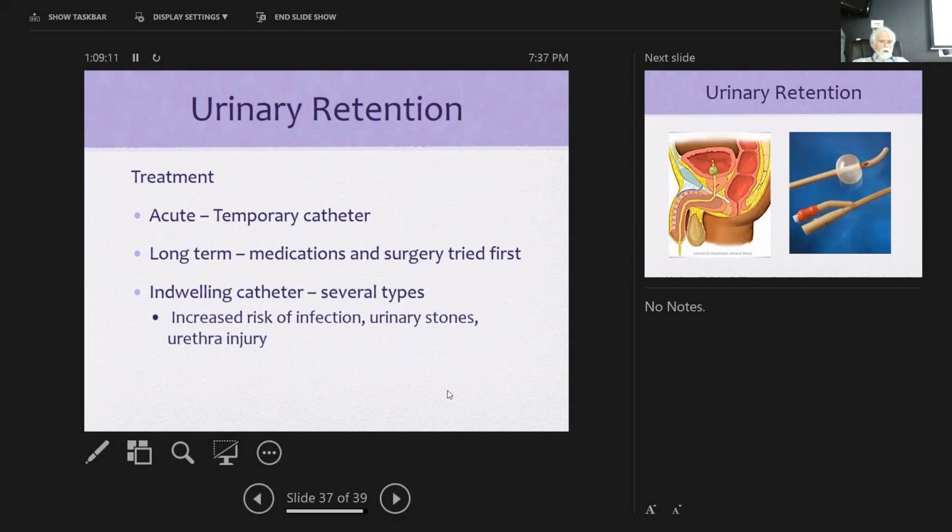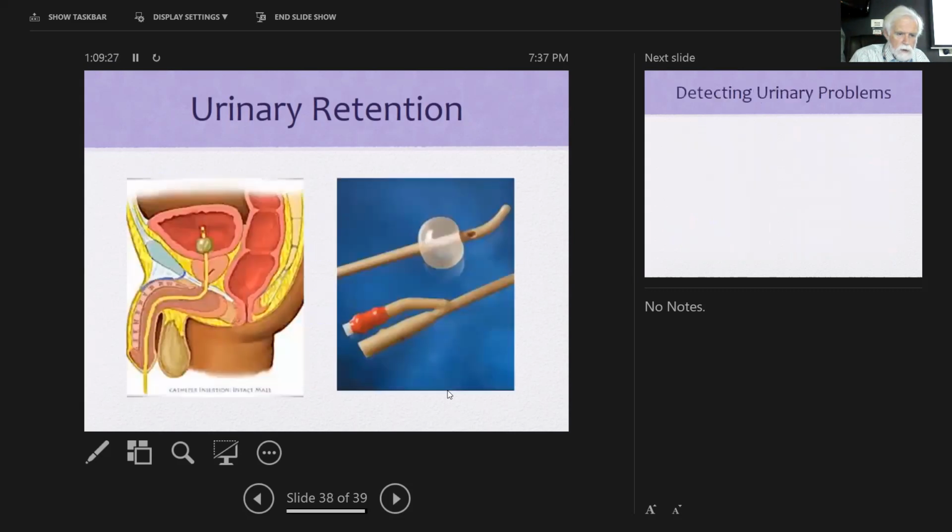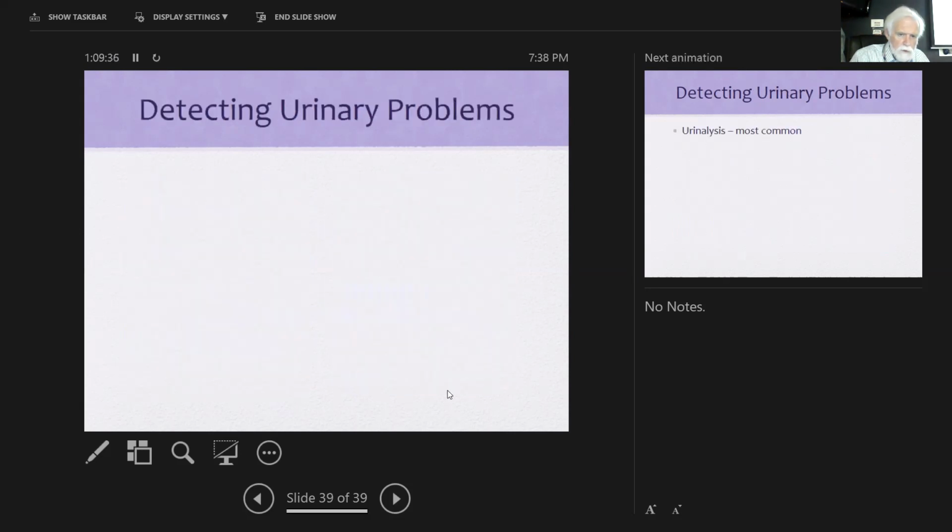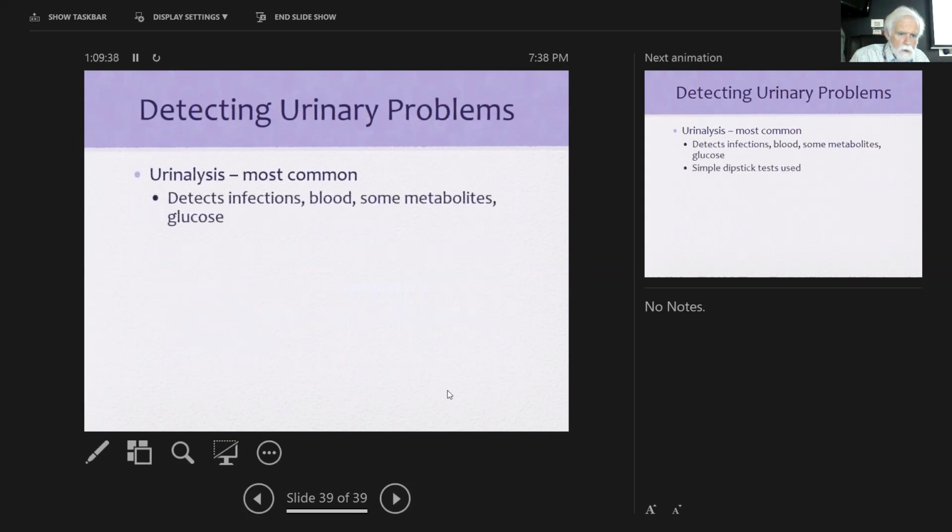So what we will do is look at medications to relax the sphincters and allow the urine to flow, or we may have to go to surgery. A long-term indwelling catheter is something that we don't particularly like. This is a picture of what these things can look like. We have balloon catheters and others.